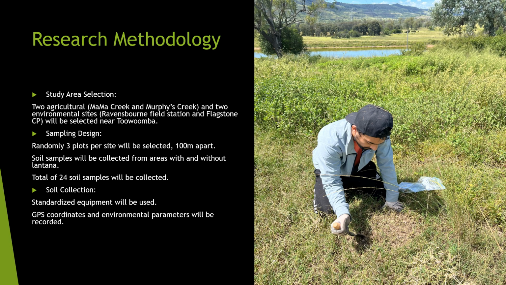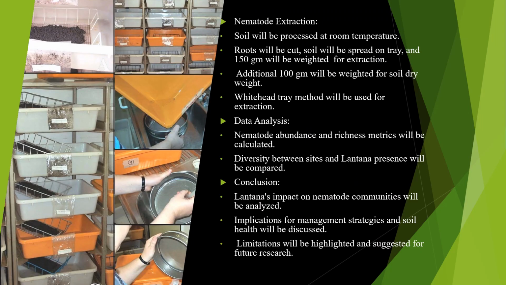Research methodology: study area selection. Two agriculture and two environmental sites will be selected near Toowoomba. Sampling design: randomly, 3 plots per site will be selected 100 meters apart. Soil samples will be collected from areas with and without lantana. A total of 24 soil samples will be collected. Soil collection: standardized equipment will be used, and GPS coordinates and environmental parameters will be recorded.